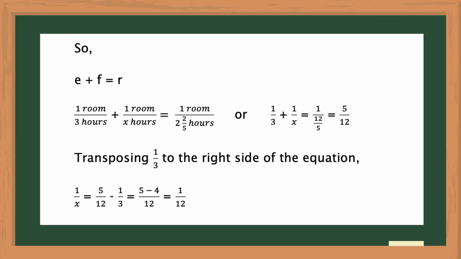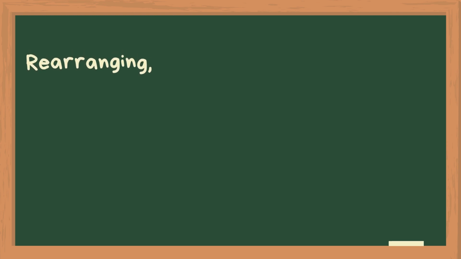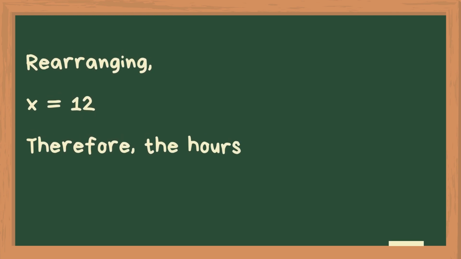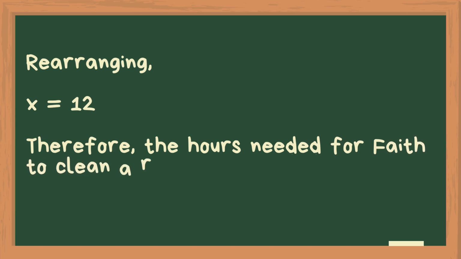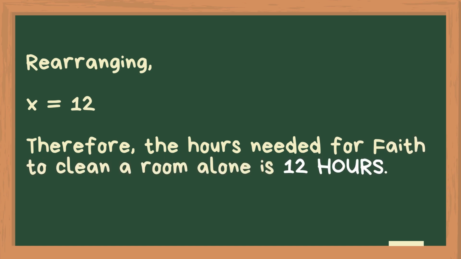Transposing 1 third to the right side of the equation, it will become 1 over x is equal to 5/12 minus 1 third. Looking for the least common denominator, which is 12, it will become 5 minus 4 over 12 is equal to 1/12. Rearranging, x is equal to 12. Therefore, the hours needed for Faith to clean a room alone is 12 hours.